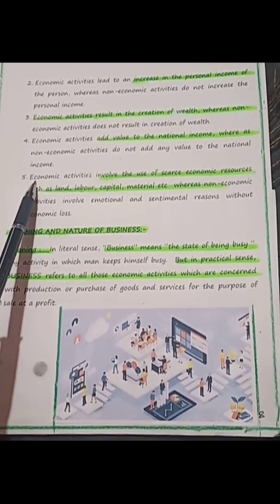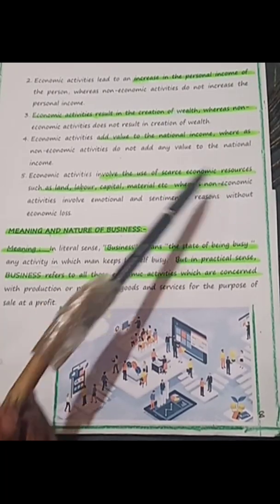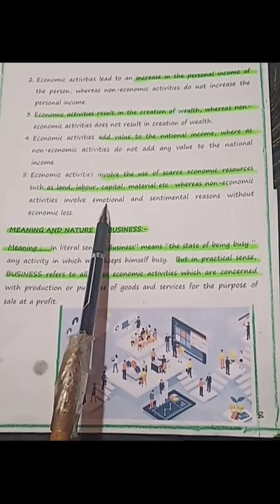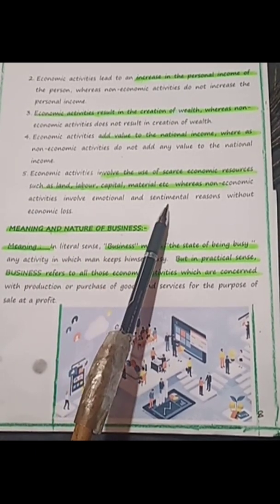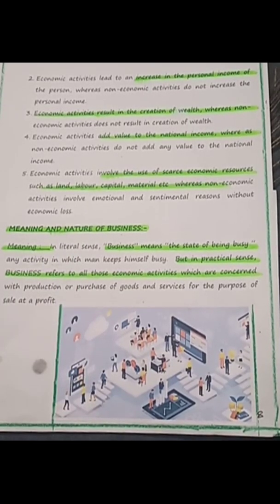Fifth one, economic activities involve use of scarce economic resources such as land, labor, capital, material, whereas non-economic activities, on the opposite, involve emotional, sentimental, psychological reasons without economic loss. So there are five main points of differences between economic and non-economic activity.